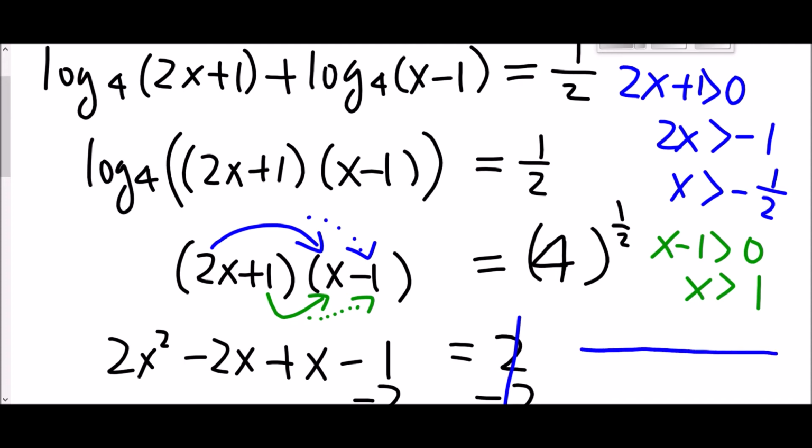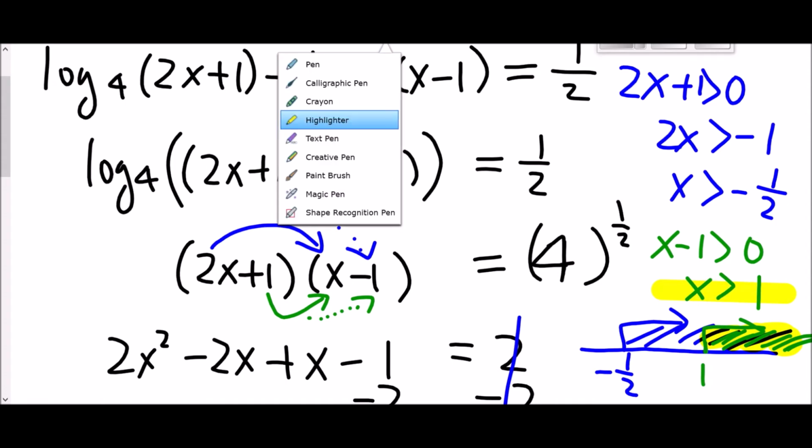So x is greater than negative 1 half. This one says x has to be greater than 1. So where is the most overlap region? Here. So that means x has to be greater than 1. Alright.